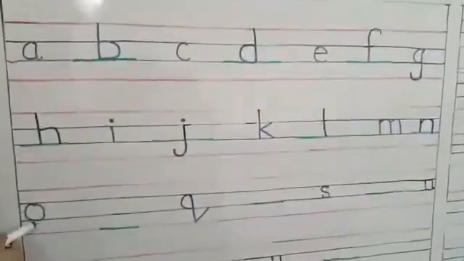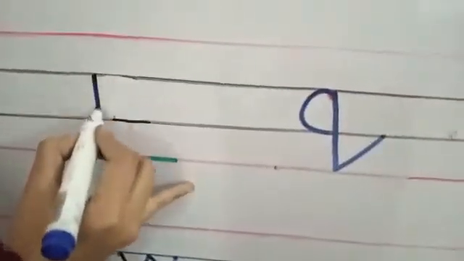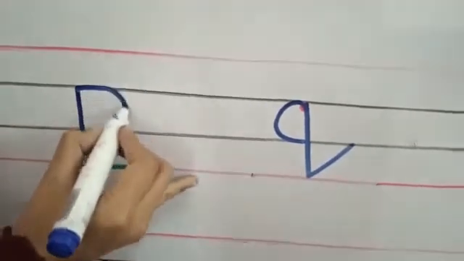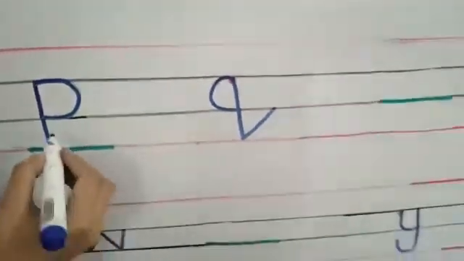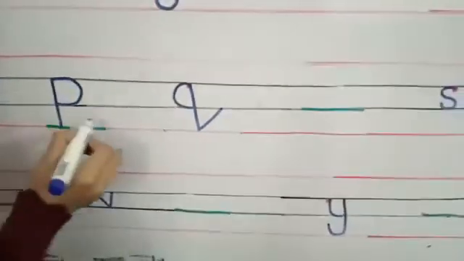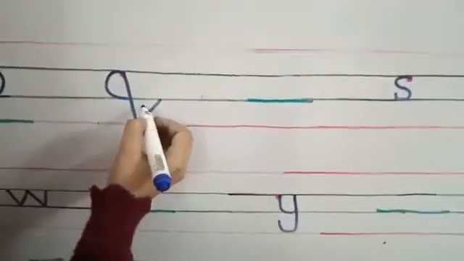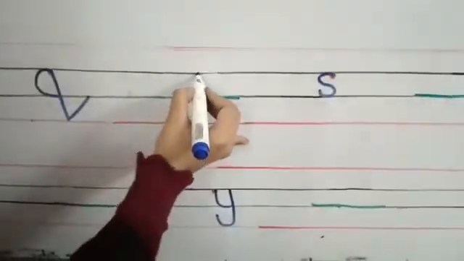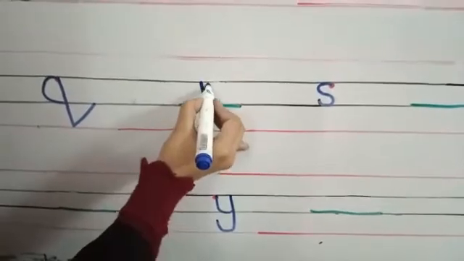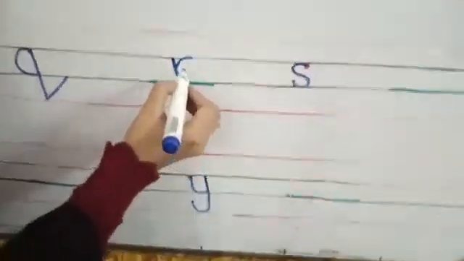So this letter is O. The letter which comes after O is P. So we will write P in this blank like this. O, P, Q. After Q, the letter which comes is R. So we will write R in this blank.